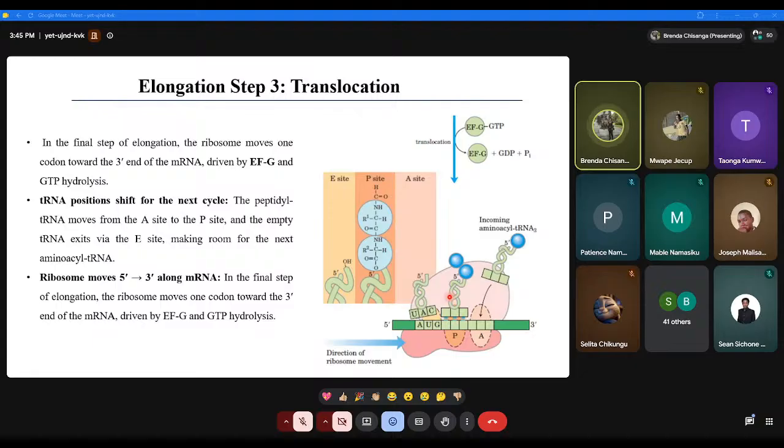And there'll be a shift. So it's like the sequence has to be repeated over and over again. It's important for us to understand that the translocation of the ribosome, that is to say, when the ribosome has read a particular codon, for it to move to read the next one, this process requires GTP hydrolysis and also elongation factor G.